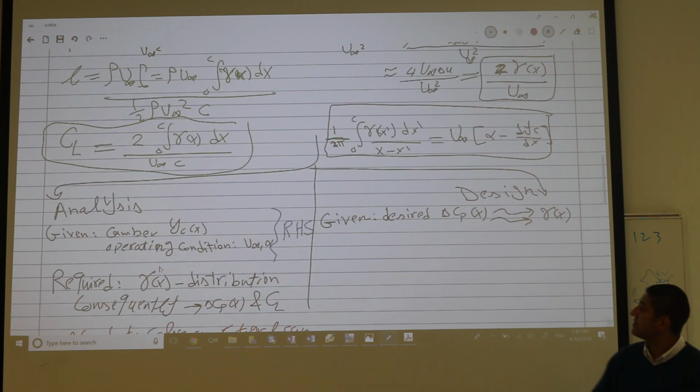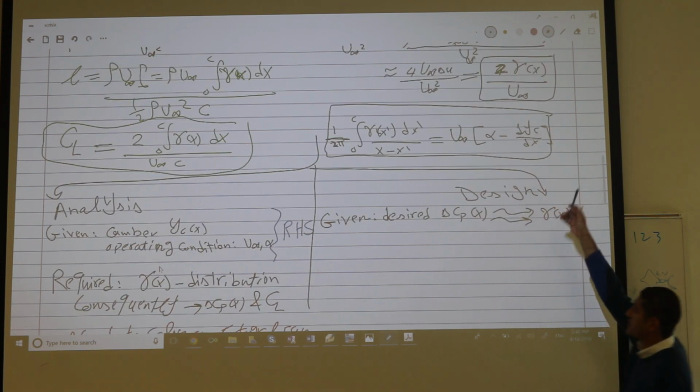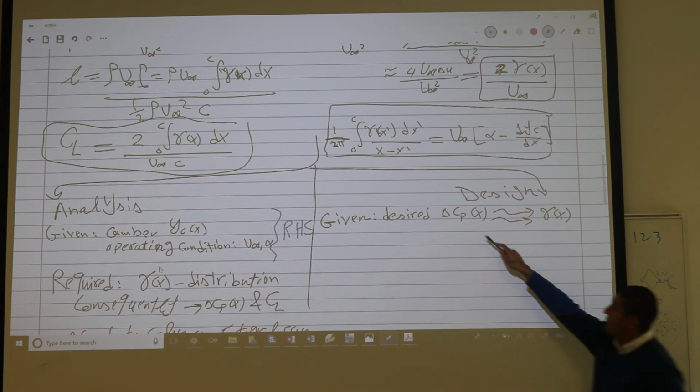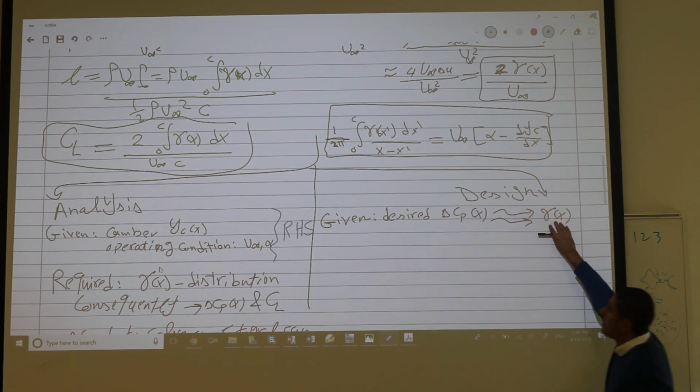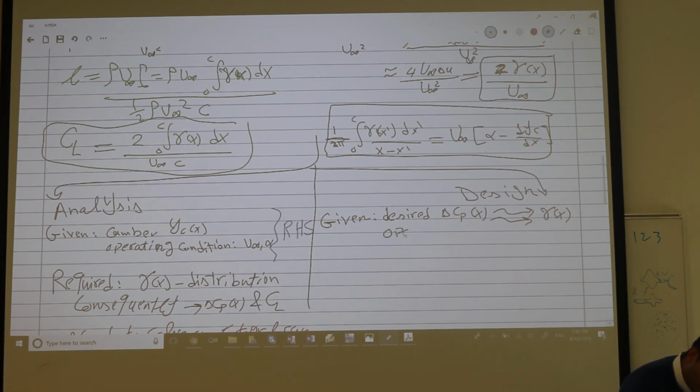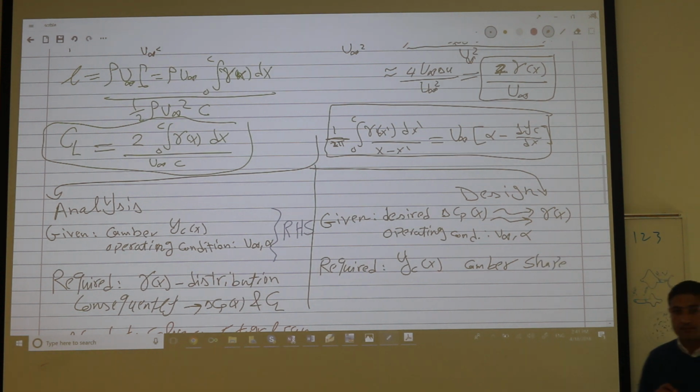Here is the equation. What is the equation? It's just 2 gamma over u infinity. This is the C_p. So if I have my desired pressure distribution or gamma and the desired operating condition, again, u infinity and alpha, what is the required? The required is, what's the camber that will result? What's the camber shape that will result in this pressure distribution? Okay? This is straightforward. Why?